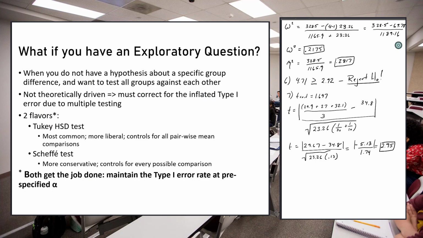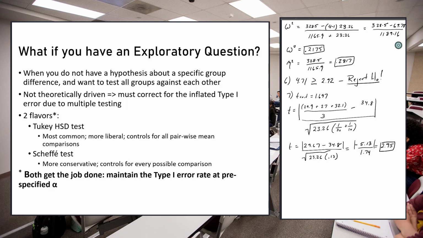So when we have an exploratory question and we don't have a pre-specified a priori hypothesis, we're going to do what's called a post hoc test. Now, post hoc tests are not theory-driven. And since we're running basically every possible comparison between the means, we have to correct for the family-wise error of conducting that many tests. That's what post hoc tests are designed to do. They're designed to maintain the type 1 error rate at a pre-specified alpha level. In this case, the alpha is 0.05.